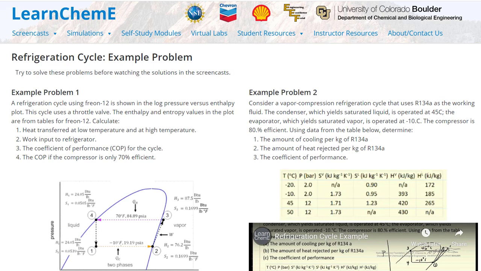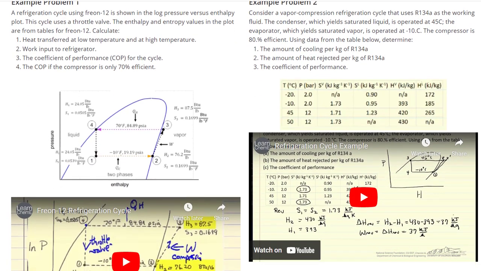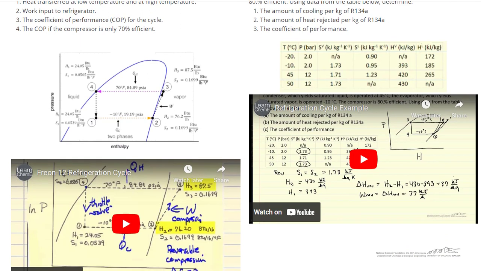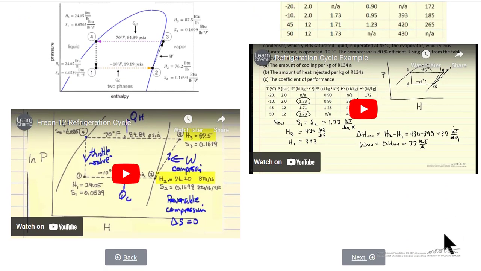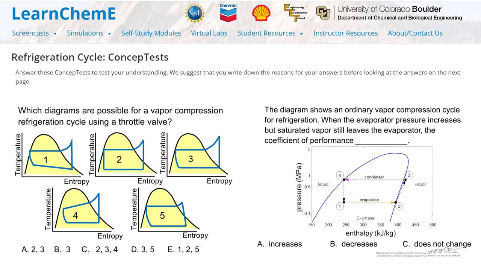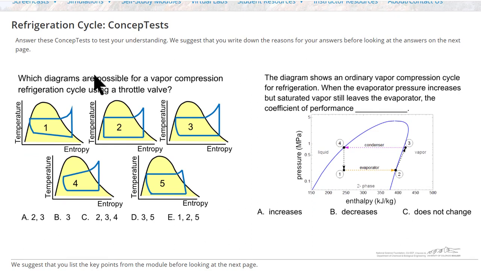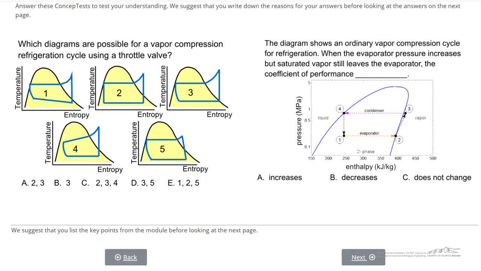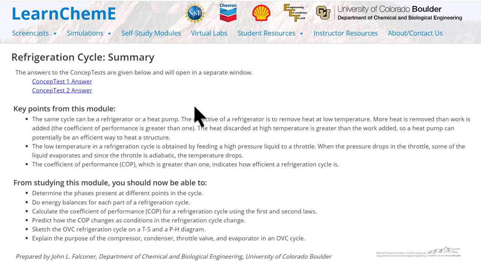And then the next page has 2 example problems with their solutions presented in screencasts. The idea is students should try and solve first before watching the screencast. And then this is followed by a couple of conceptual questions, the same one that was at the beginning, and an additional one. And the next page will provide links to the answers to these questions.